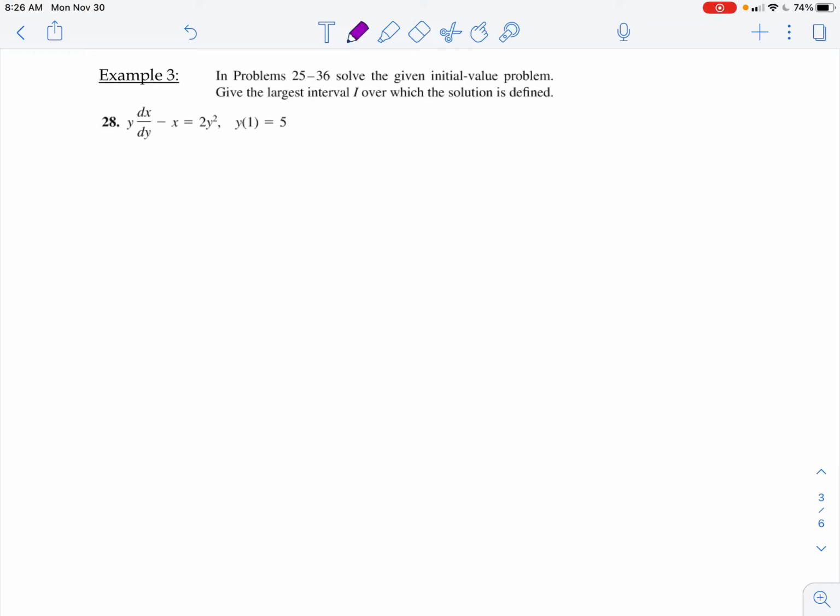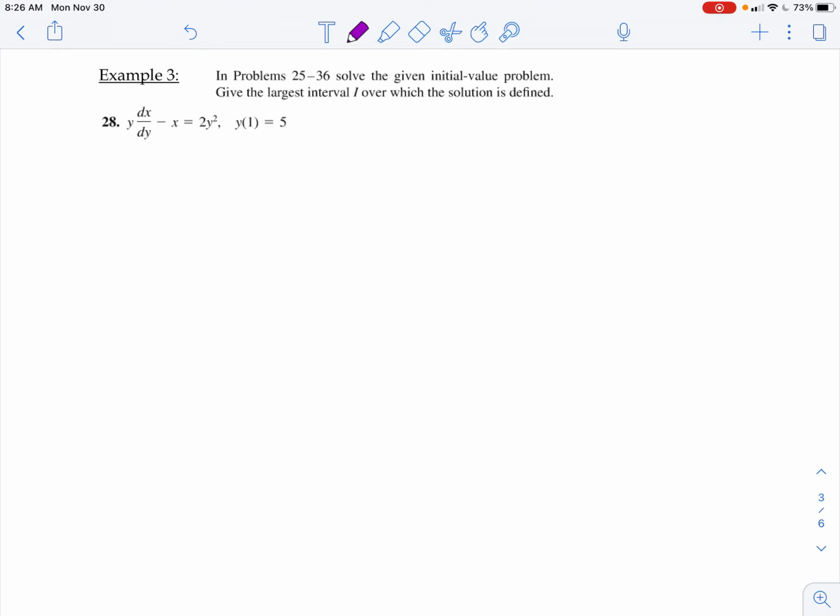All right, welcome to example 3. This one, we're just going to solve a differential equation, but we have an initial value, and so we're able to actually find what our constant is going to be, so we'll be able to find the solution over the given initial value. And again, we also want to find the largest interval I over which the solution is defined, so let's go ahead and work on this one.